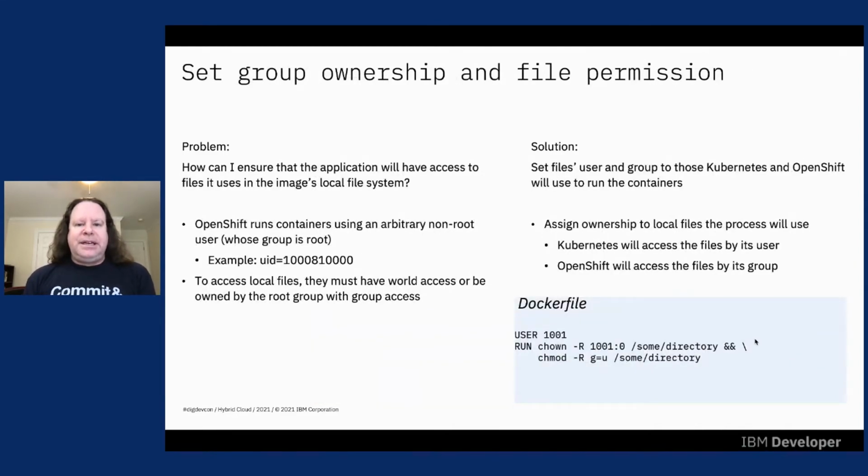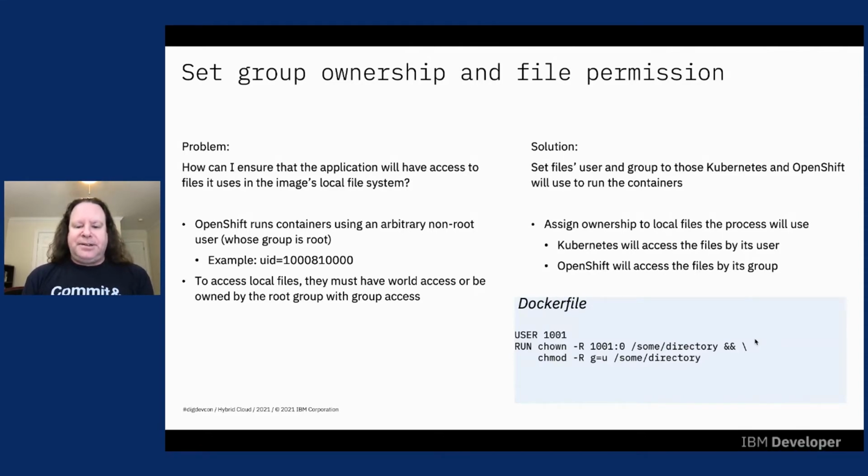The next thing is any files in the local file system that the process wants to be able to access, you need to be sure to set the ownership and the permission so the process will be able to do that. Again, most containers manage to get away with this because the process is running as root, and so they're able to access things no matter what. But that's not a good security practice. So instead, we're going to run it as a non-root user. And so then how are we going to be able to access those files?